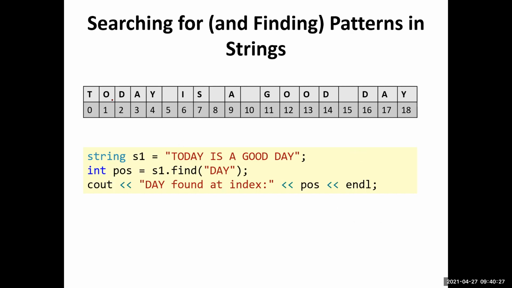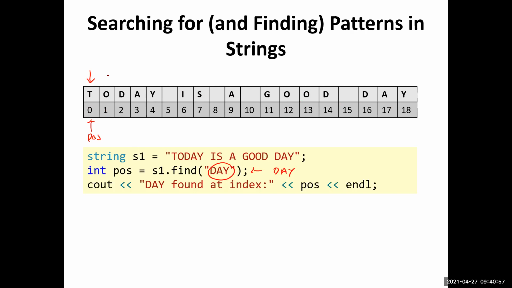So s1 is the string "today is a good day", and these are the positions or the indices, just like you have an array. Now what statement do I write? s1.find, and I have to search for the string "day". Now you see day is appearing maybe 2 times in this string. So how does this function work? It will start its searching from the start of the string.